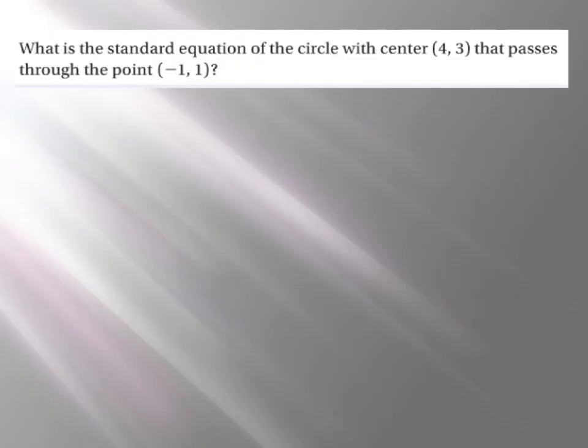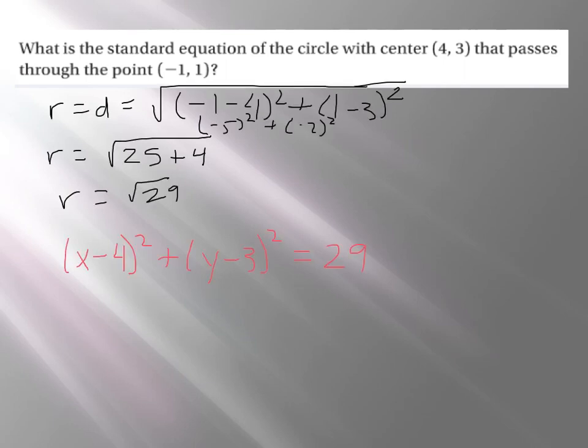Right now I want you to attempt the same type of problem by yourself. So I should see this on your notes. And your answer should have been x minus 4 squared plus y minus 3 squared equals 29, because your radius would have become square root of 29, and you'd have to square that, and that's why it becomes just 29.